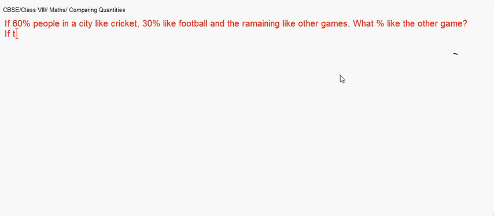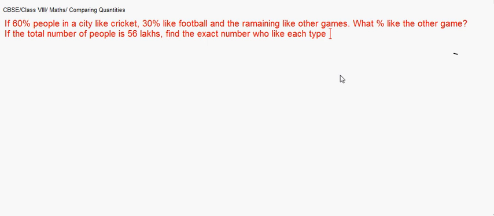And it says, if the total number of people is 56 lakhs, find the exact number who like each type of game.